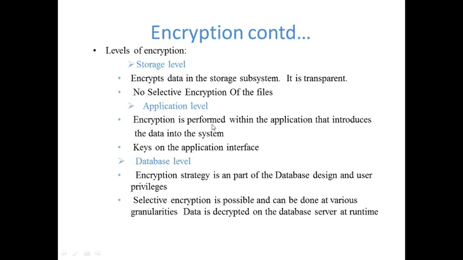And let's go with the application level encryption. It moves the encryption or decryption process to the application that generates the data. Encryption is thus performed within the application that introduces the data into the system. The data is sent encrypted to be finally decrypted within the application. This approach has the benefit of separating encryption keys from the encrypted data stored in the database, since the keys never have to leave the application.